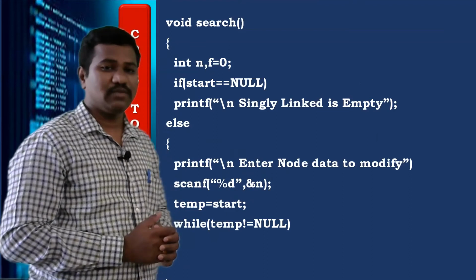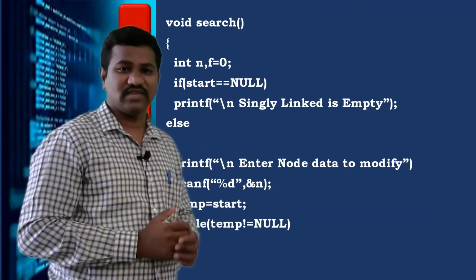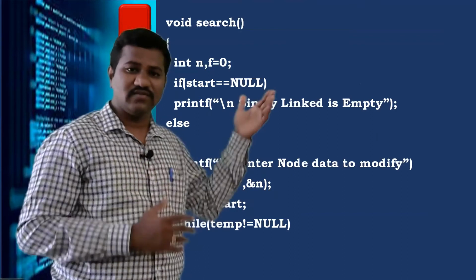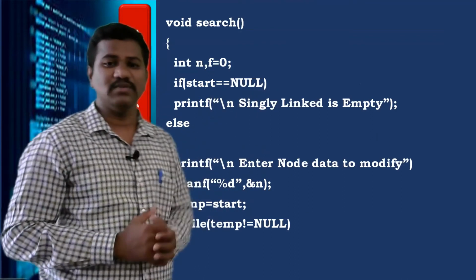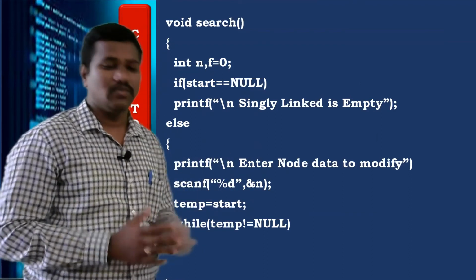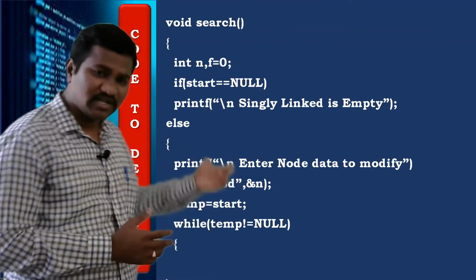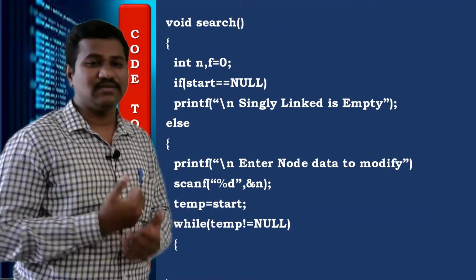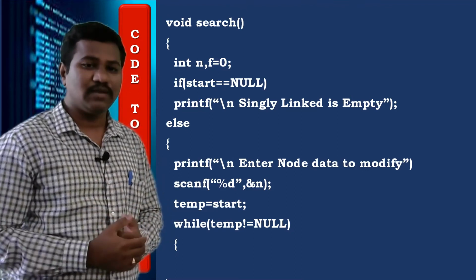I'm declaring some variables, int n comma f, where f is assigned 0. After that, I'm going to check whether start contains null. If this condition is true, then we give a message that the single linked list is empty, and we do not enter into the else part. Suppose there are some nodes, then it enters into the else part. Inside this else part, the first thing we need to do is accept the data part.